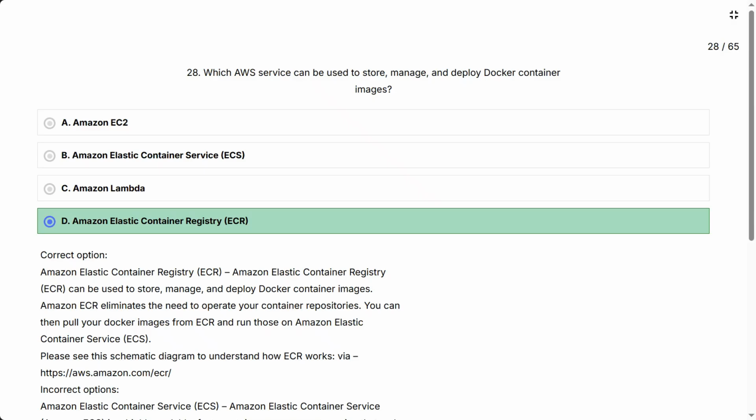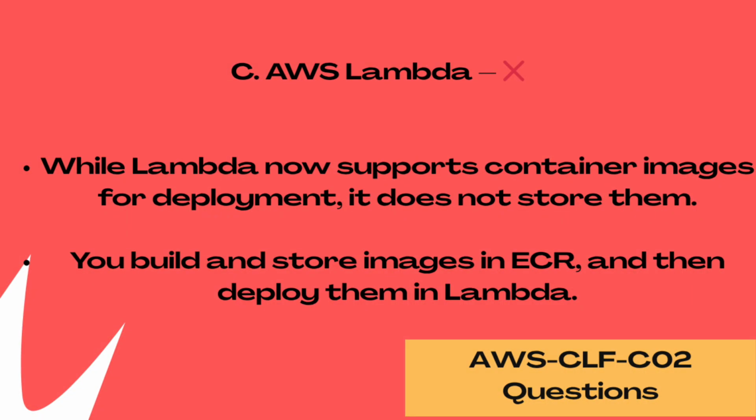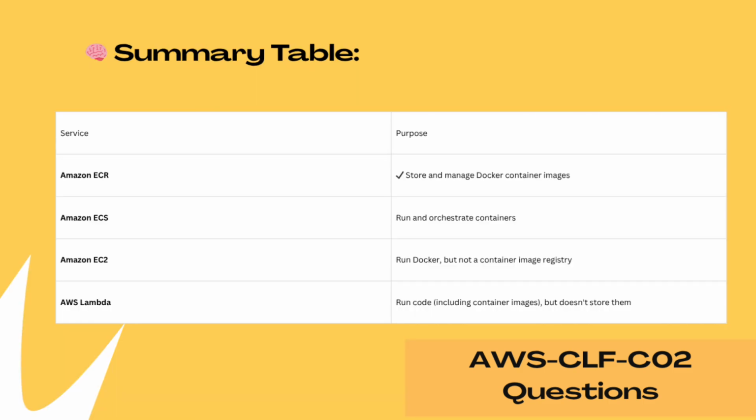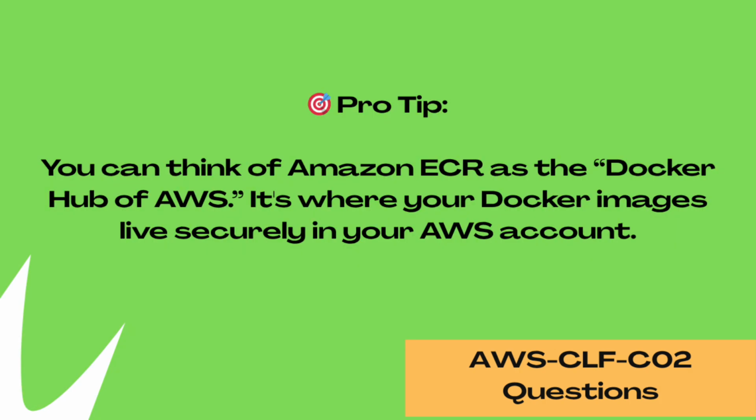The last option we have AWS Lambda. So while Lambda now supports container images for deployment, it does not store them. You build and store images in ECR and then deploy them in Lambda. So the tip for this question is you can think of Amazon ECR as the Docker Hub of AWS. It's where your Docker images live securely in your AWS account.